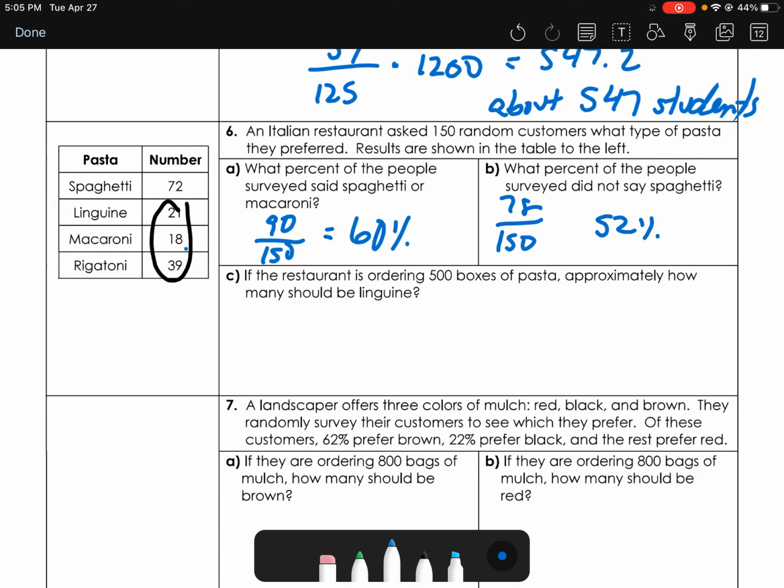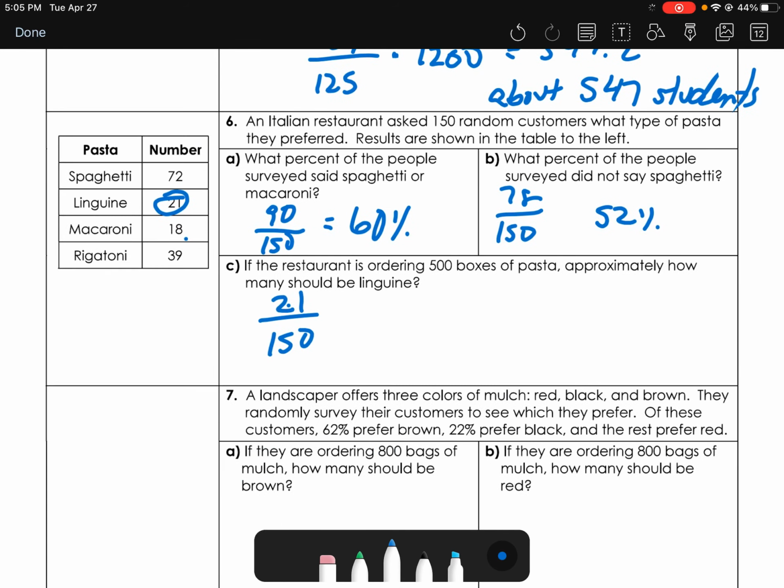If the restaurant is ordering 500 boxes of pasta, approximately how many should be linguine? So then we can take the linguine number, put it over my 150. So I got 21 over 150. And just like in number 5, and in the theoretical and experimental probability, we'll multiply that number by 500. So I got 21 divided by 150, multiply that by 500. They should order 70 boxes of linguine.